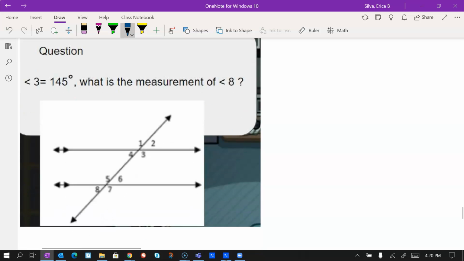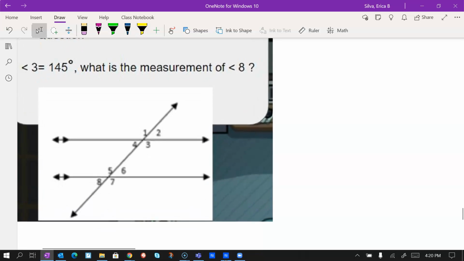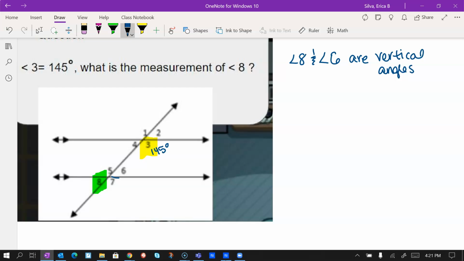All right, so the question in the comms says angle 3 is 145 degrees, and the measurement of angle 8 is the one that we're looking for. Now, right off the bat, angle 3 and angle 8 don't have a relationship that we can just say it is a certain degree measure. There are many ways that we can approach this problem. The way that I see it is that I know that angle 8 and angle 6 are vertical angles. And if they're vertical angles, that means that they're exactly the same measurement.